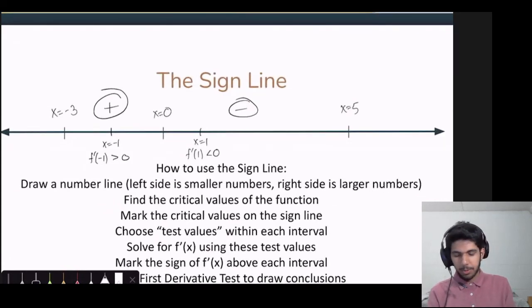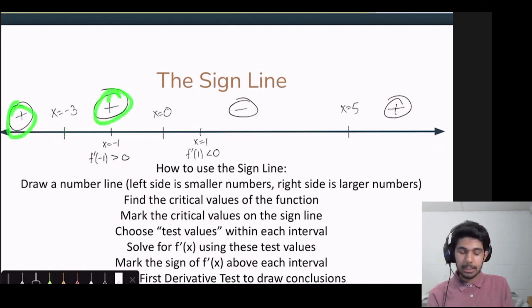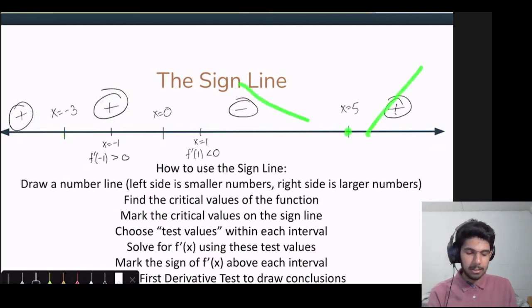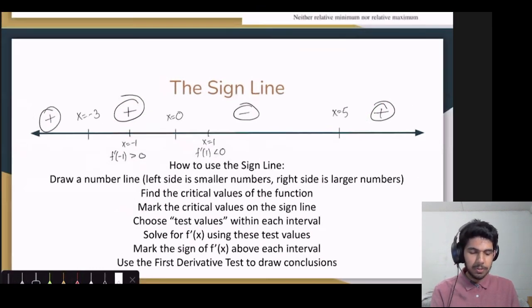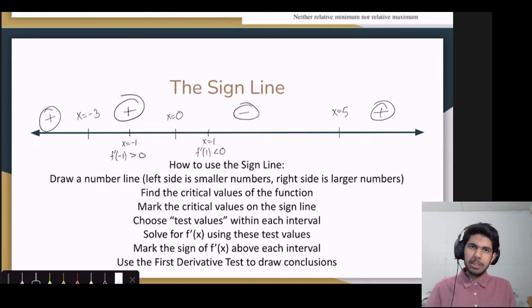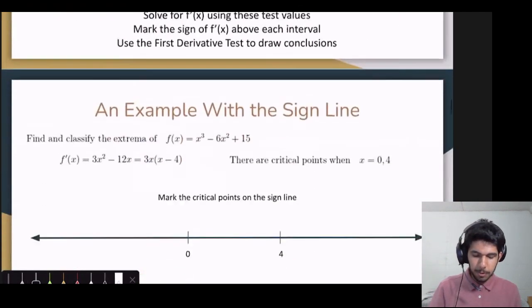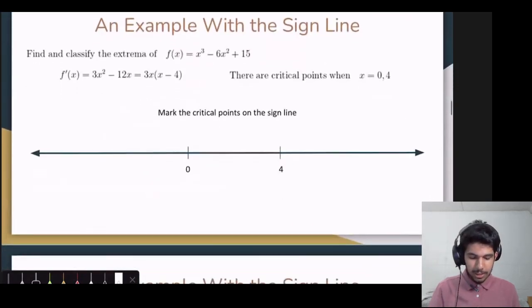And then we would have to do the interval here, and then the interval there, right? This is just for example. So here we would see that, okay, it's positive to the left, positive to the right. So x equals 3 is nothing. And then at x equals 5, it goes negative to positive. So this would be a relative min. So it's very similar to the table that we did previously, except now we have a visual, which I find helpful. So let's walk through an example with the sign line.